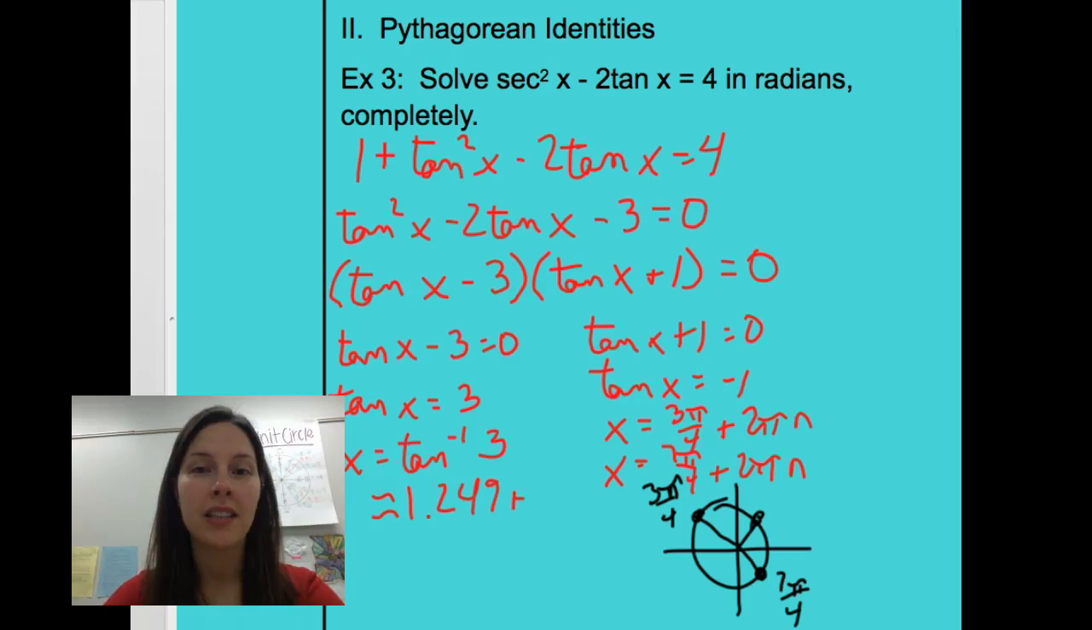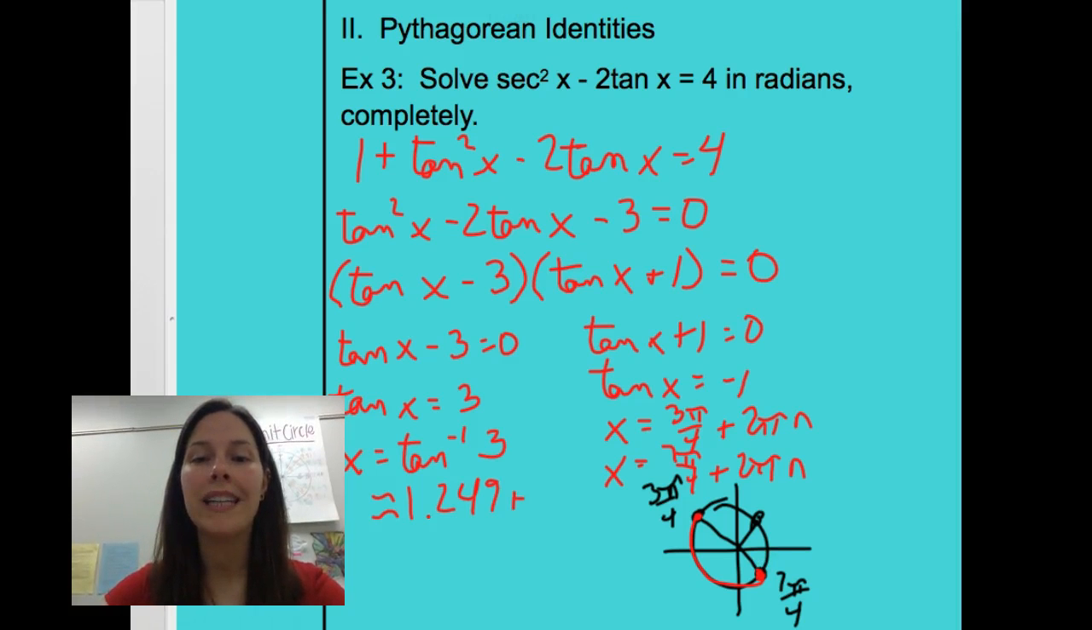I just realized we need to talk about the solution for the last one, because tangent does not have a period of 2 pi like sine and cosine does. Looking at the unit circle, tangent repeats every half a rotation. Tangent has a period of pi. So for tangent, we really only need the first answer, because if we rewrite this as plus pi n, that will give us the 7 pi over 4 after a 1 pi rotation. So we don't need that second solution.